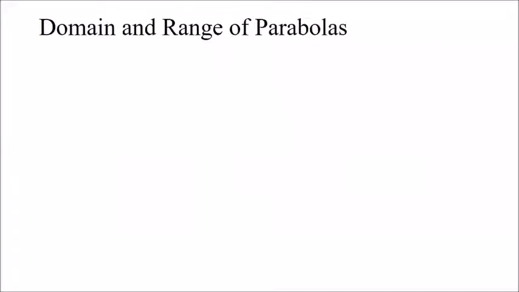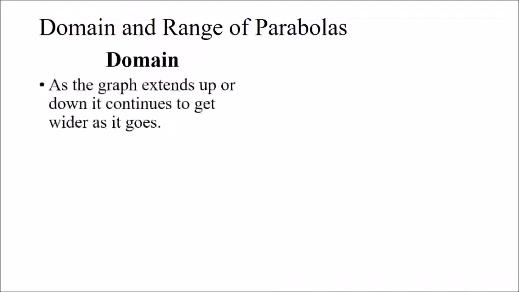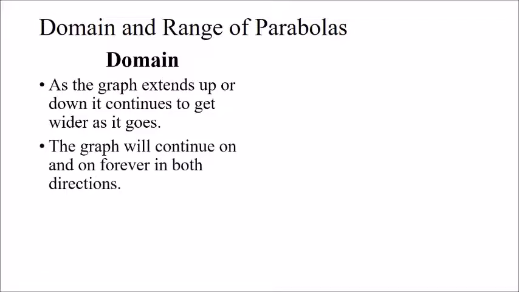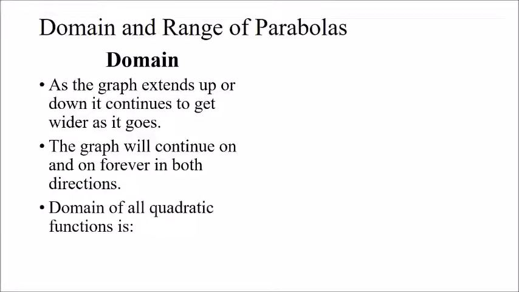So when we're talking about the domain and range of parabolas, for domain, as the graph extends up or down, it's going to continue to get wider as it goes. So that means it's going to continue on and on forever in both directions going side to side. So domain of all quadratic functions is all real numbers.